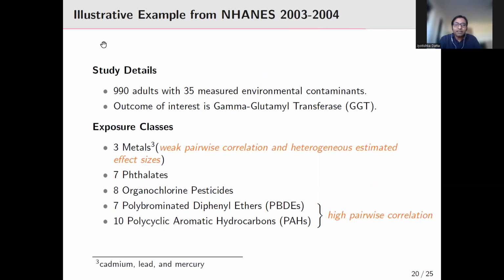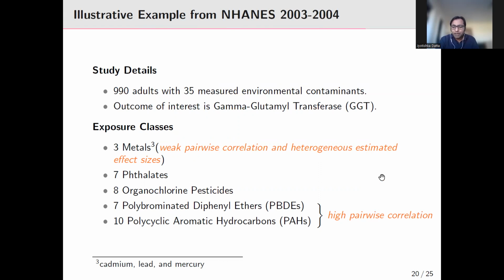Okay. So here is a real data example. We're looking at the NHANES example, 2003-4. This is a study with 990 adults with 35 contaminants. And this is the correlation structure that we showed you before. So we have groups of size 3, 7, 8, 7, and 10. The first group, 3 metals, they have very weak pairwise correlation and heterogeneous estimated effect size. These two groups, PBDEs and PAHs, they have high pairwise correlation.